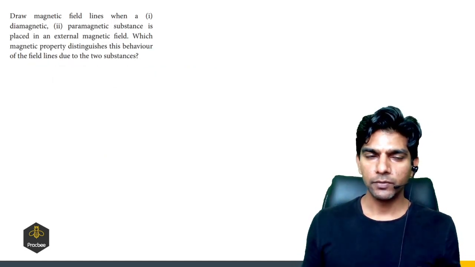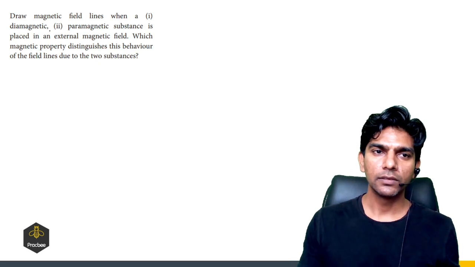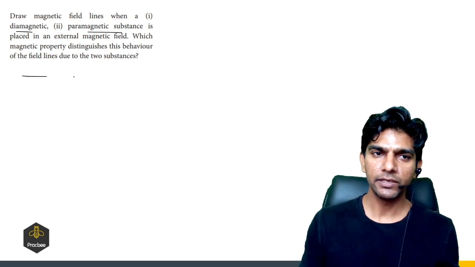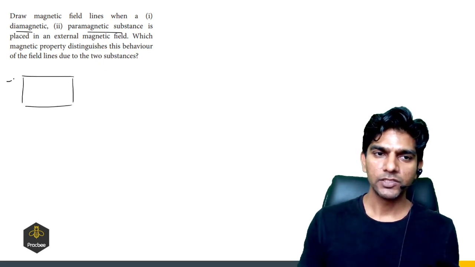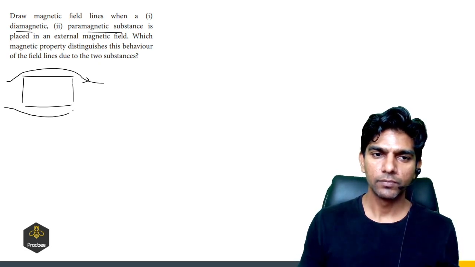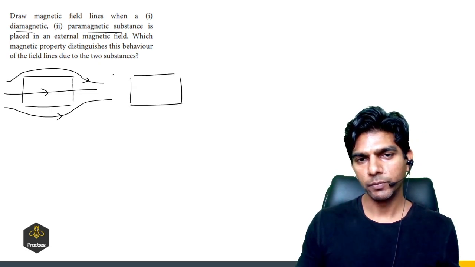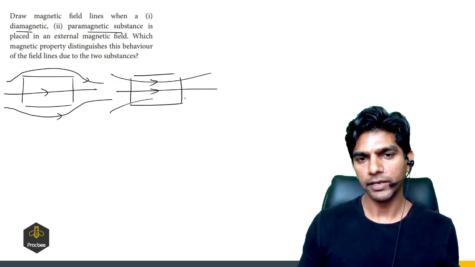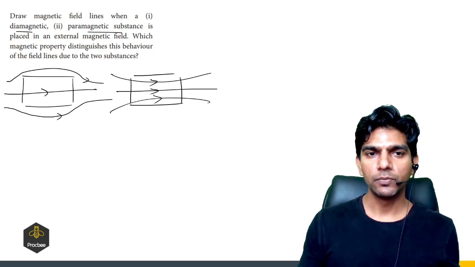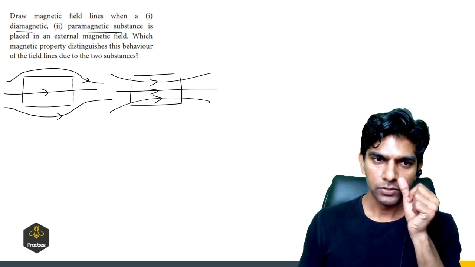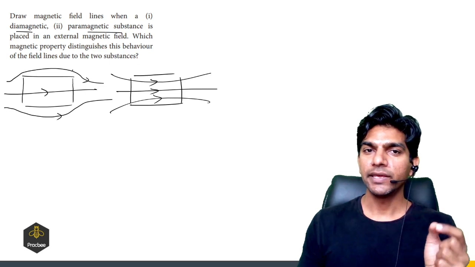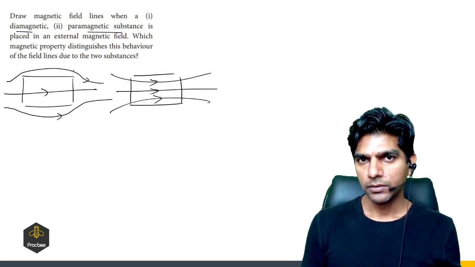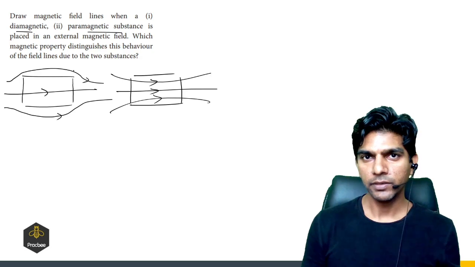Now let us see the questions which can be asked. Draw magnetic field lines when a diamagnetic and a paramagnetic substance is placed in an external magnetic field. We have seen that in the diamagnetic case, there will be expulsion of magnetic field lines. And in case of a paramagnetic material, there will be inclusion of magnetic field lines. Which magnetic property distinguishes this behavior of field lines due to the two substances? Because they have different magnetic susceptibility, their behavior will be different in the external magnetic field.